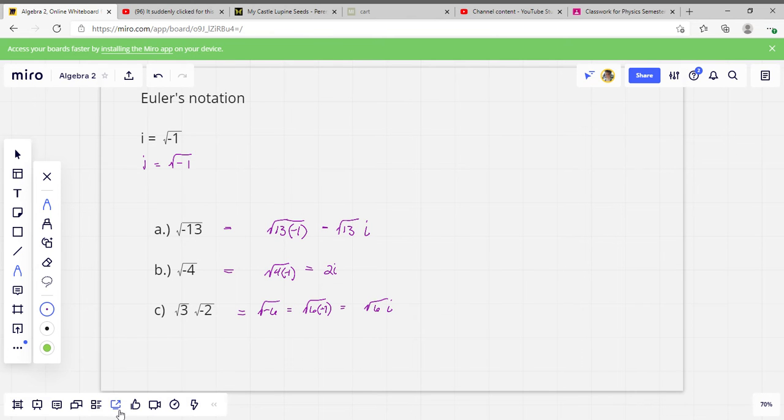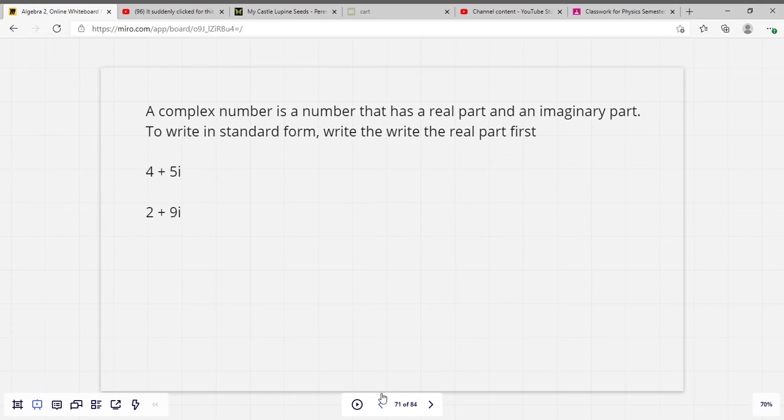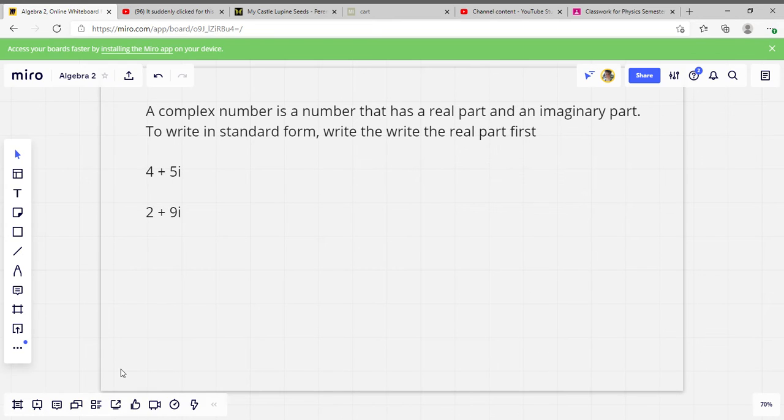All right, let's try another one. These seem complicated, but they're really pretty easy. A complex number is a number that has a real part and an imaginary part. To write in standard form, we're going to write the real part first. So this is a complex number.